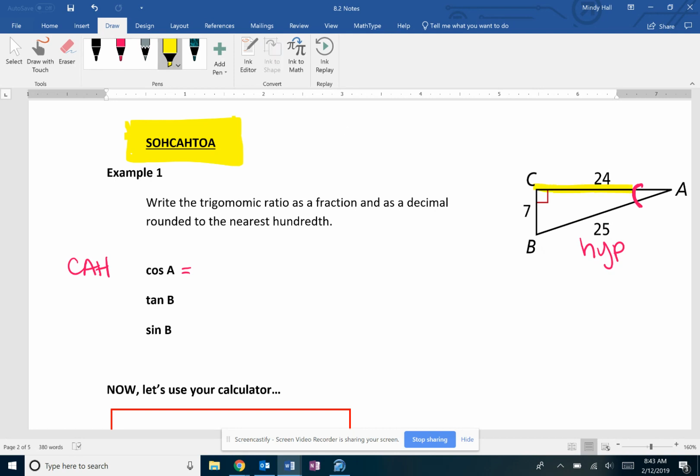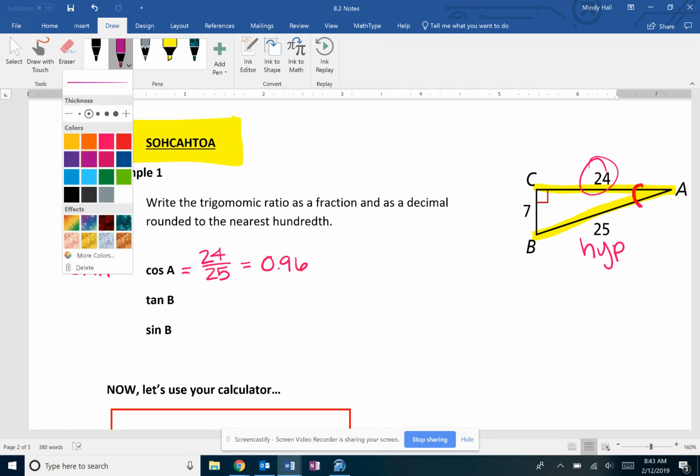And then because I'm looking at angle A, I know that my adjacent side has to be one of my highlighted sides, which would be 24, because remember, your hypotenuse can't be your adjacent. So we'd have 24 over 25, which is 0.96.